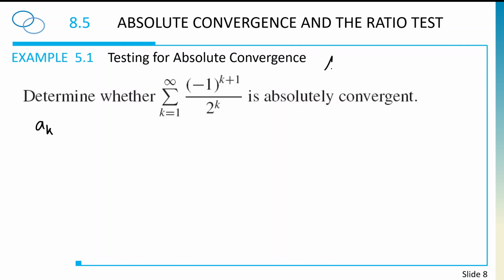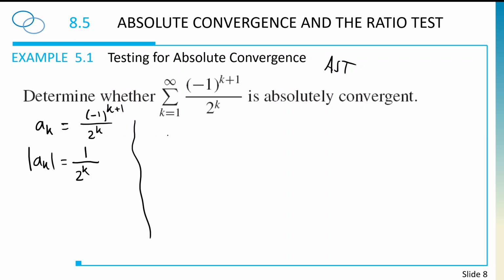You could use the alternating series test if you like, but it's easier to deal with the one with the absolute value. So a_k is with the negative sign, negative 1 over (k+1) over 2 to the power of k. If I take the absolute value of a_k, the absolute value will get rid of the negative 1. So it's now 1 only over 2 to the power of k.